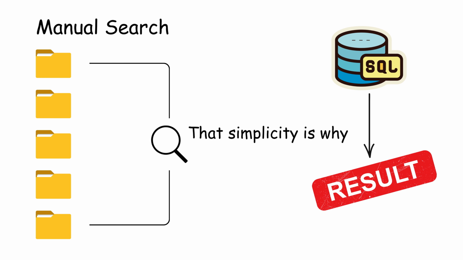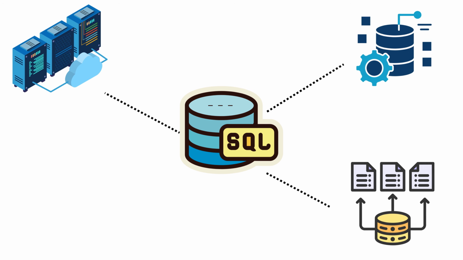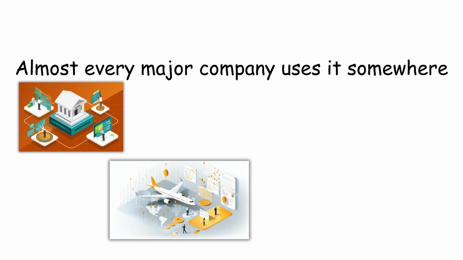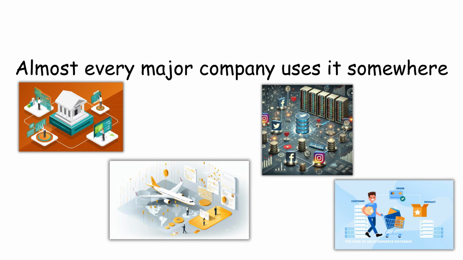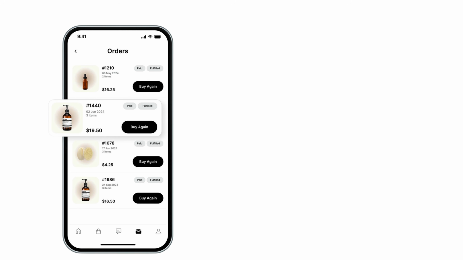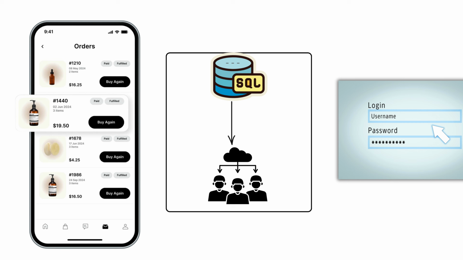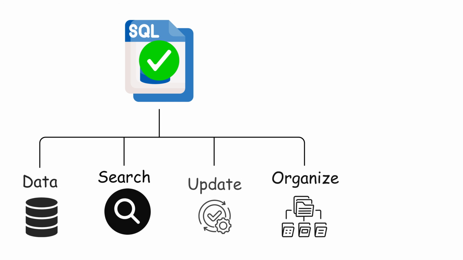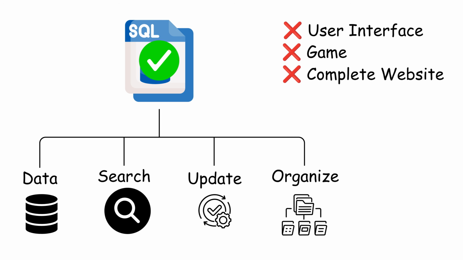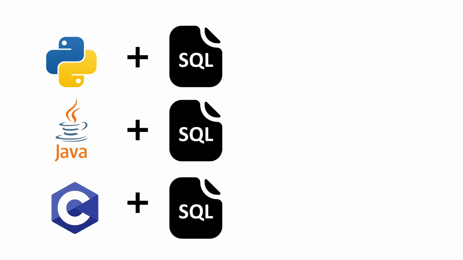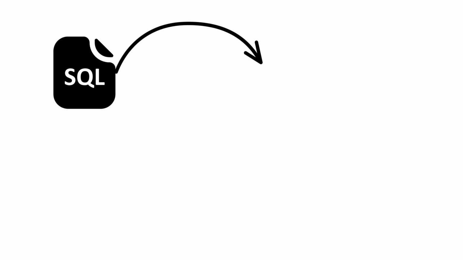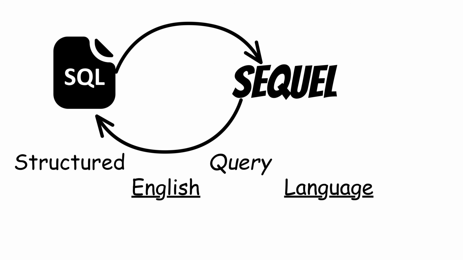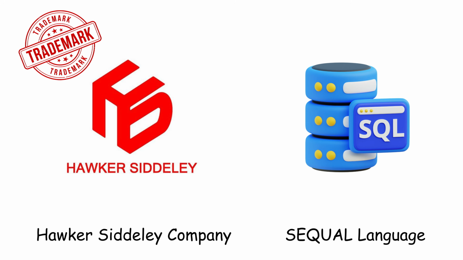That simplicity is why SQL became the standard way to talk to databases. Almost every major company uses it somewhere: banks, airlines, social media apps, online stores. Anytime an app pulls up your order history or checks your login, there's a good chance SQL is working behind the scenes. Its limitation is that it's built only for working with data, not for building full applications, so it's almost always paired with another language. The name was originally SEQUEL, short for Structured English Query Language, but it got shortened to SQL after a naming conflict with another company.